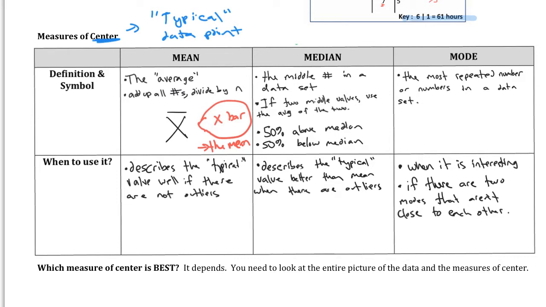The mode is our third type. It's the most repeated number in a data set. When do we use it? Kind of when it's interesting. And if there are two modes that aren't close to each other, that's a situation where it's kind of interesting. But we don't usually use it to describe the typical data point.